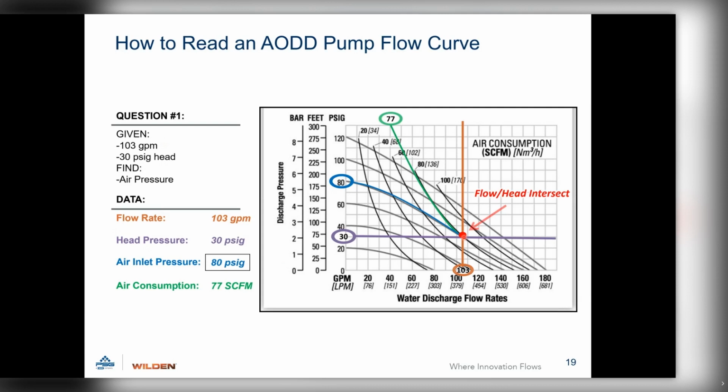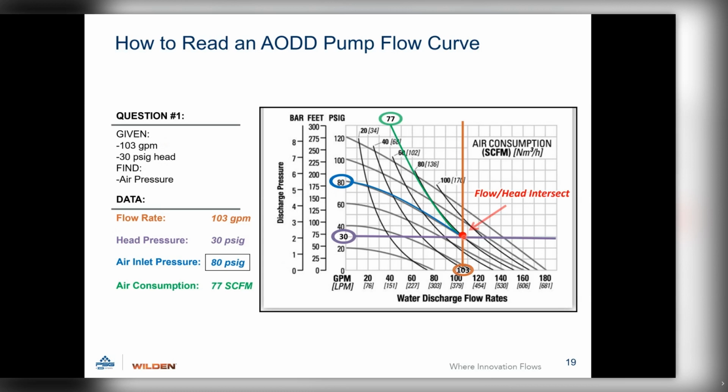Now, to determine what size compressor you need, it takes about one horsepower of compressor power to generate 4.5 SCFM. So if we took that 77 SCFM and divided that by 4.5, that's how you would size your compressor.